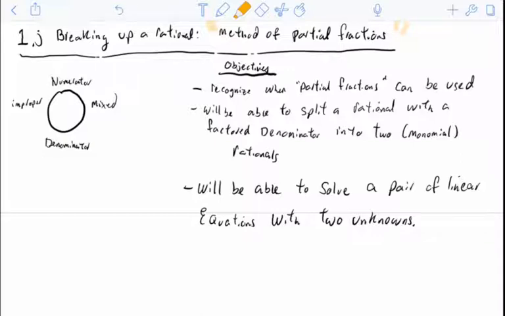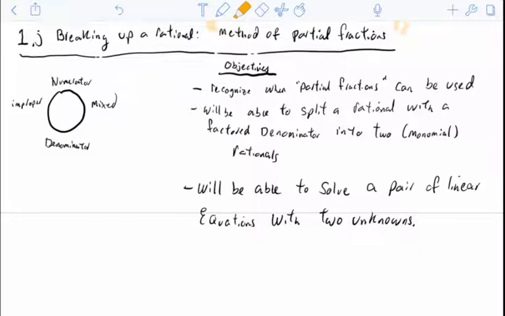So it's like the, what's it called? The Heimlich maneuver. You only use the Heimlich maneuver sometimes. So when can you use the Heimlich maneuver? Essentially, you'll be able to recognize when we're allowed to use the partial fractions maneuver.